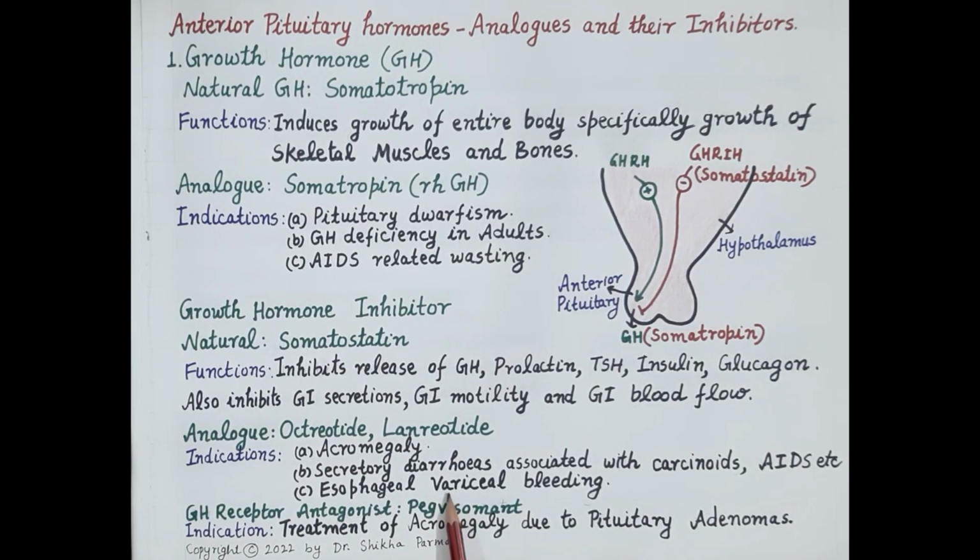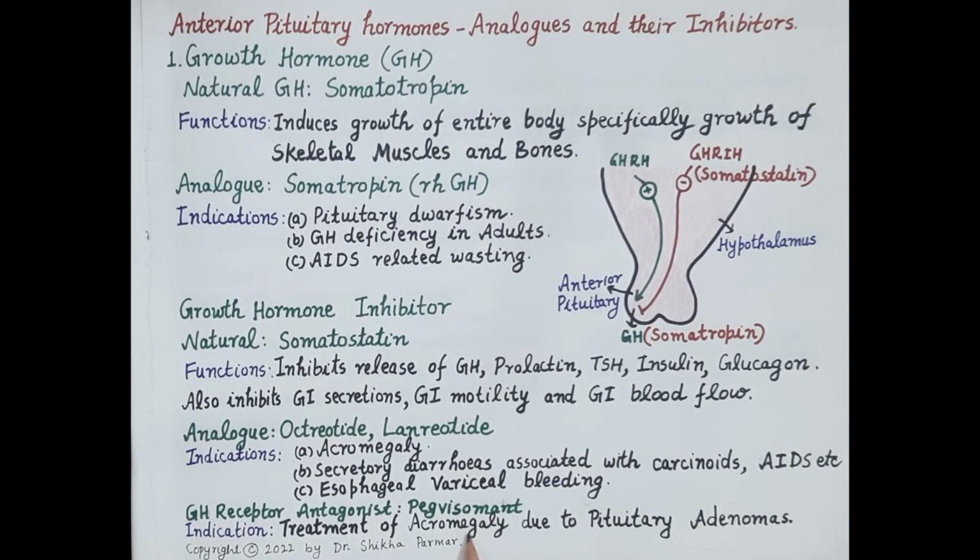in the liver. Now, in addition to this, pegvisomant is a growth hormone receptor antagonist. It blocks the growth hormone receptors and thus blocks the action of growth hormone, and therefore it is very useful in the treatment of acromegaly, which is caused due to pituitary adenomas.